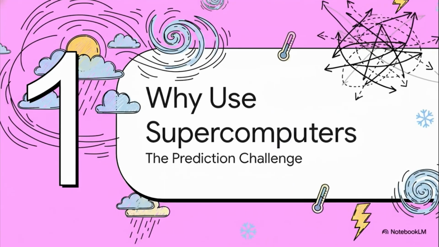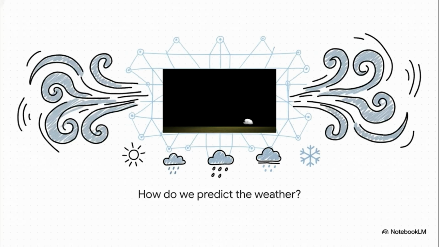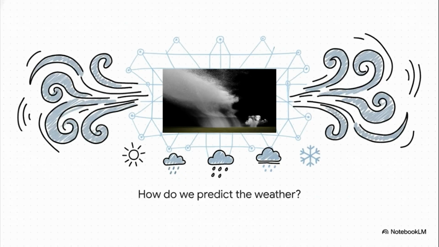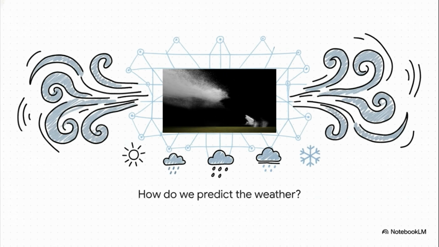Section 1, why do we need supercomputers for the weather? It all comes down to the challenge of prediction. So, how do we actually predict the weather? I mean, we all look at the forecast on our phones, right? But what's happening behind the scenes? Well, scientists have to figure out a way to understand the chaotic dance of the atmosphere. And the way they do it is really amazing. They build a digital version of the sky.